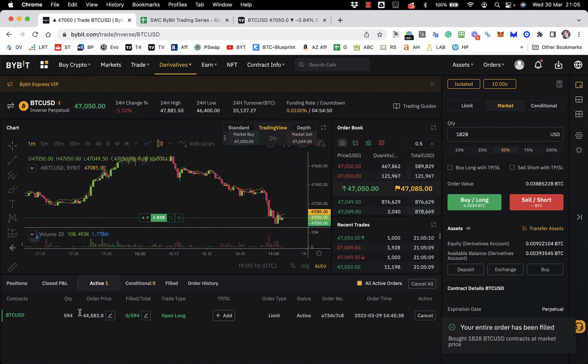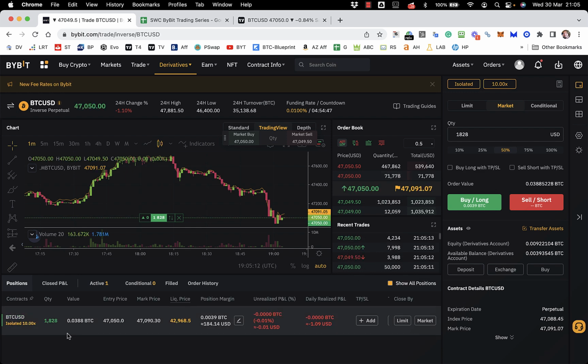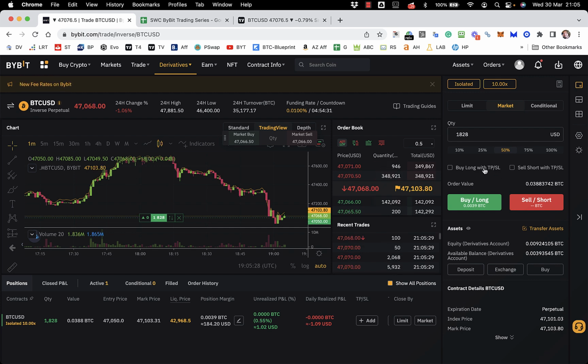Entire order's been filled. So you go over here now, you can see the position. Entry price was 47,050, not brilliant, but liquidation price is down at 42,96. So if it goes down there, I'll lose all my money. But because I only used half the amount, I'm going to set another order down there so that if the price goes down there, it will double my entry and stop me getting liquidated. And then the next liquidation price is going to be way lower than that.